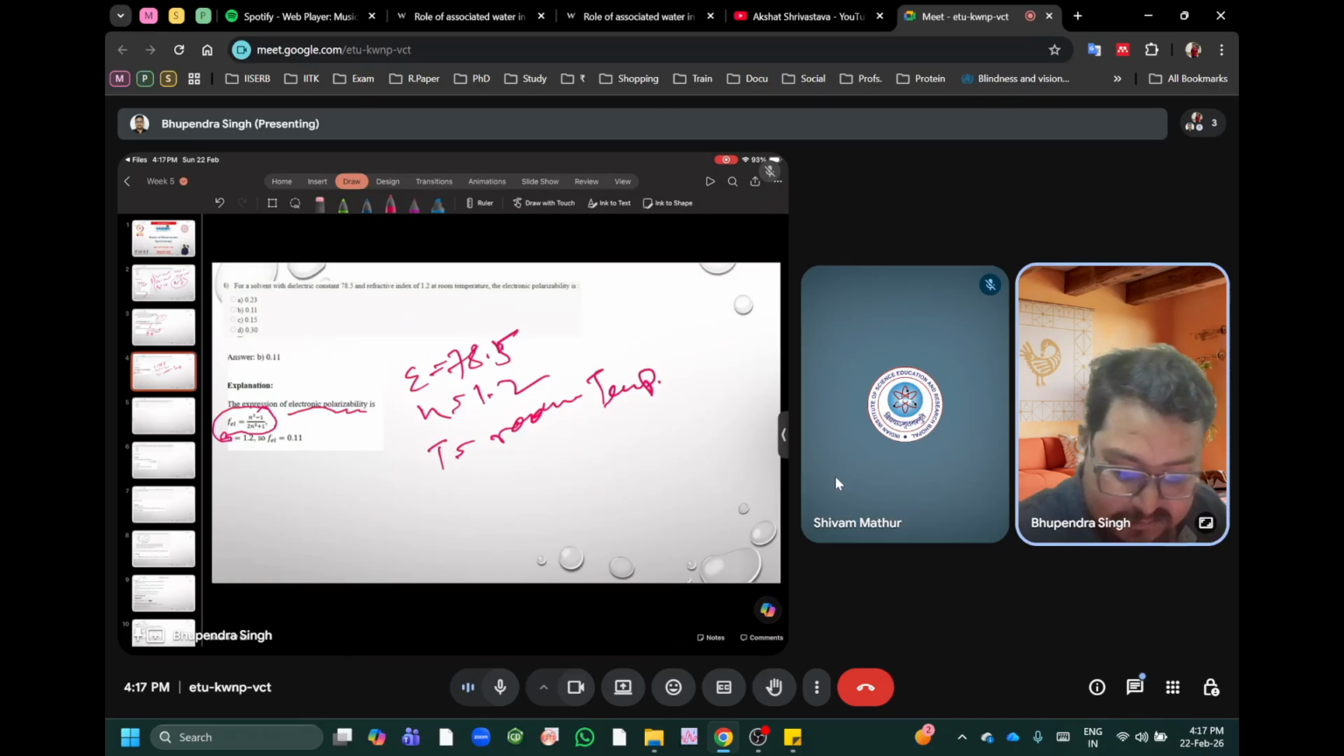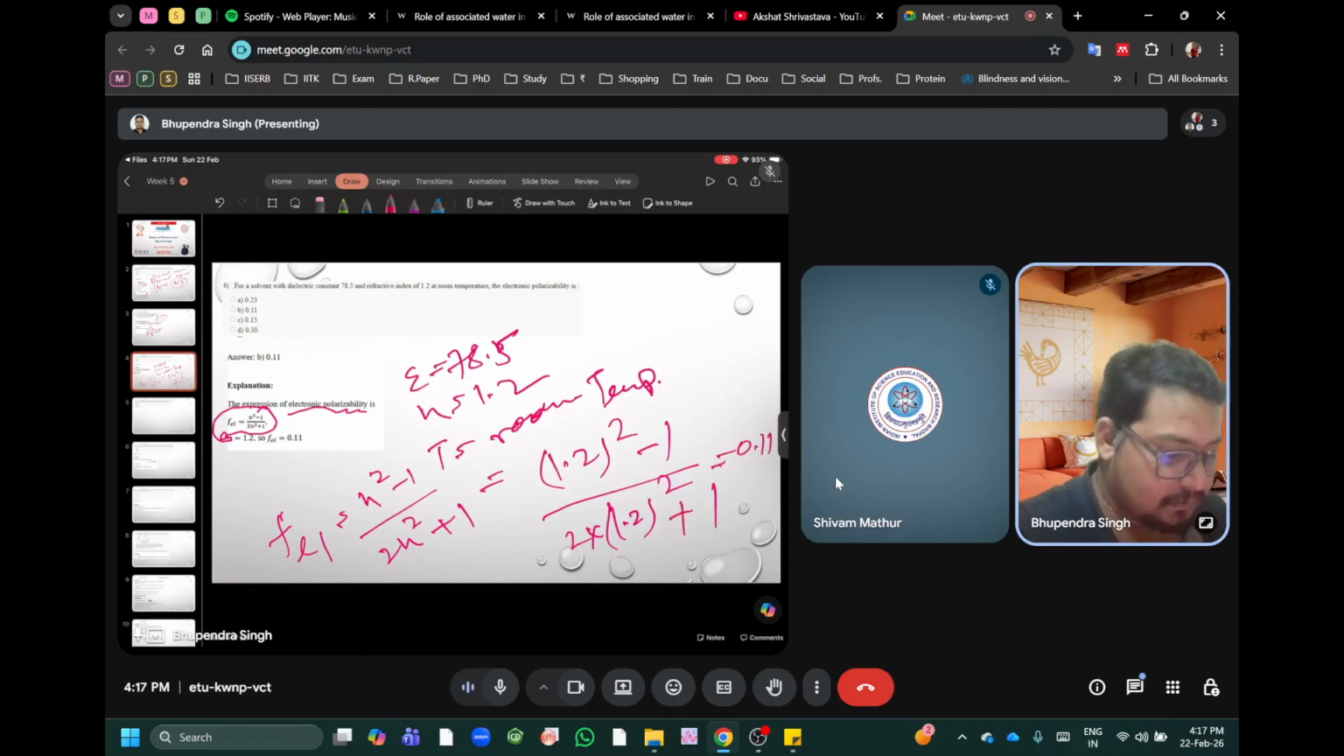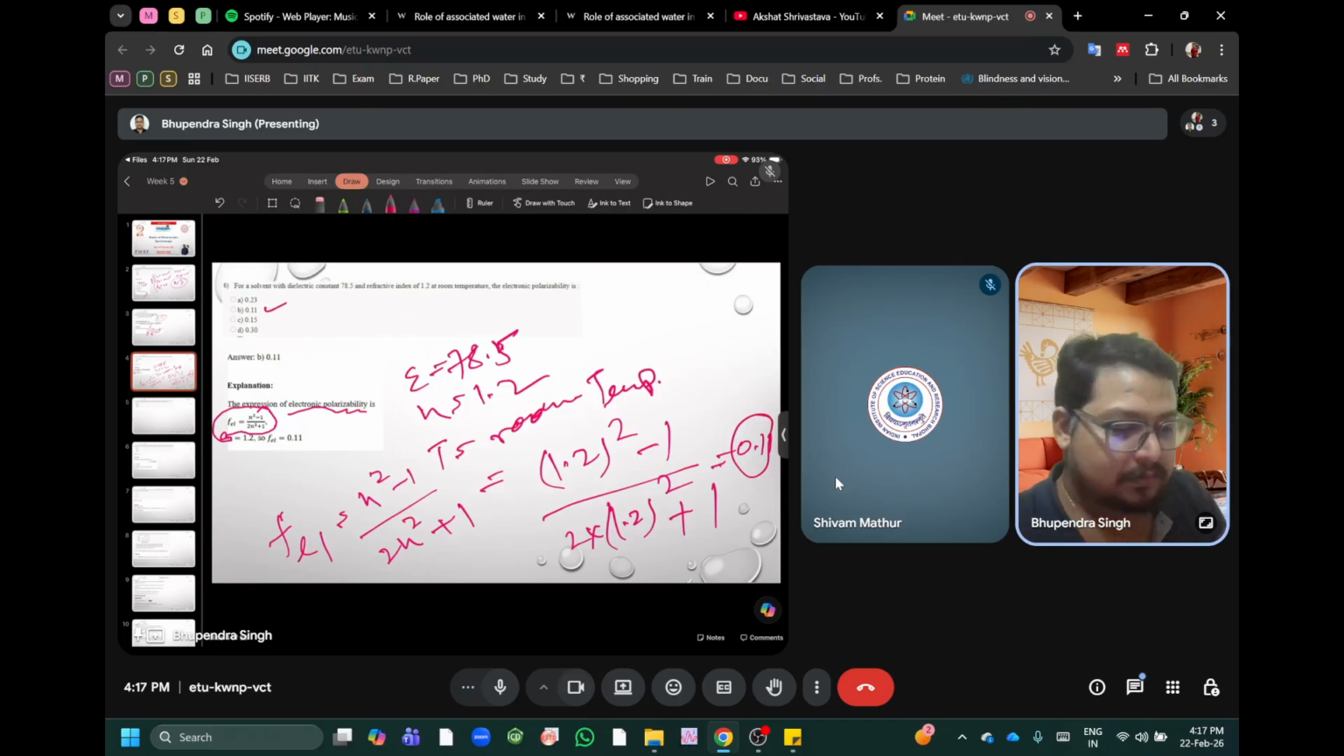If you calculate f_EL, it is (n squared minus 1) divided by 2 times (n squared plus 1). Calculating with n equal to 1.2, it comes out to be 0.11. So option B is correct. The calculation you can do. This is simple.